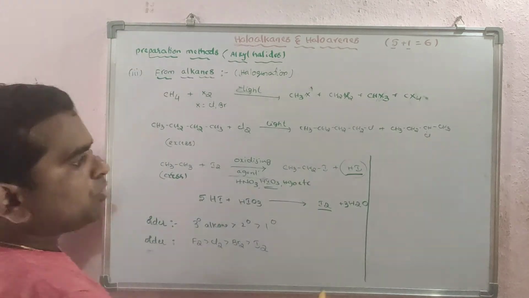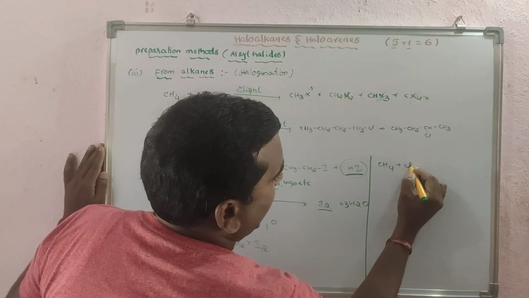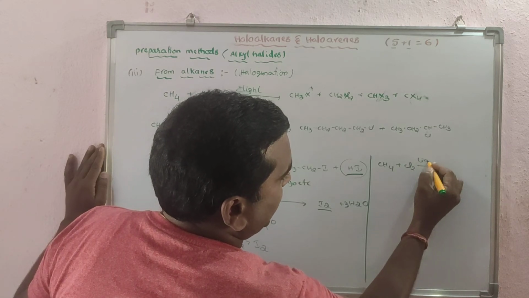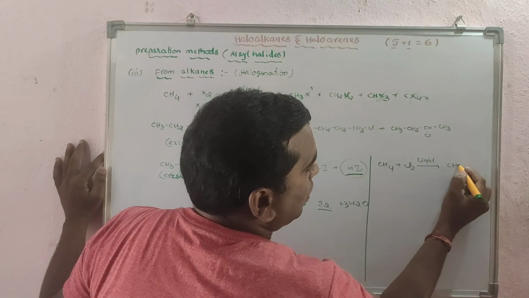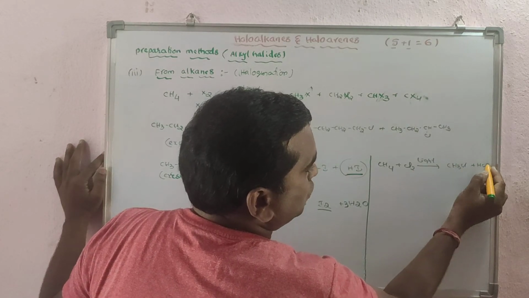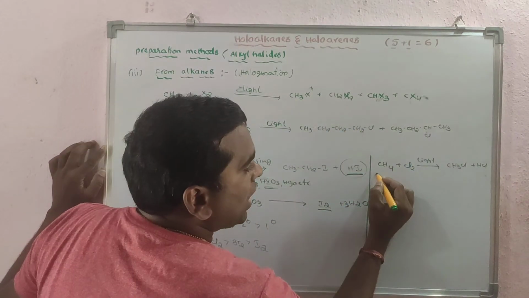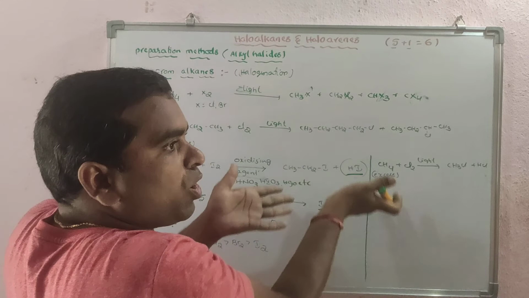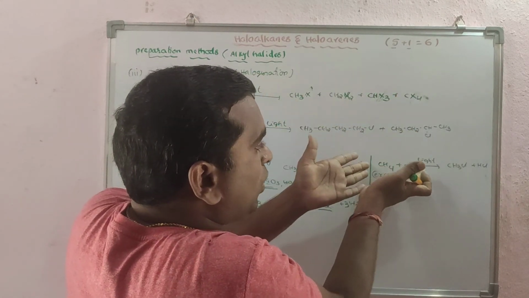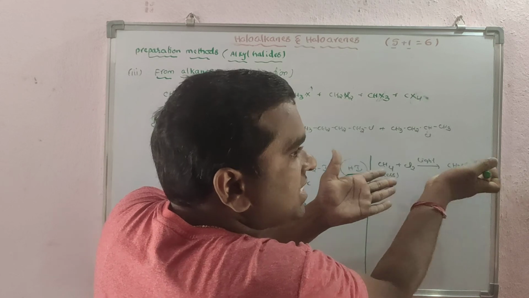Suppose in the first reaction I have taken Cl2 in the presence of light. If I wanted to prepare only methyl chloride, then what do I have to do? To prepare only methyl chloride here, you have to take an excess amount of methane. If you take more methane, then chlorine will be in less amount, so that's why you will get CH3Cl only.